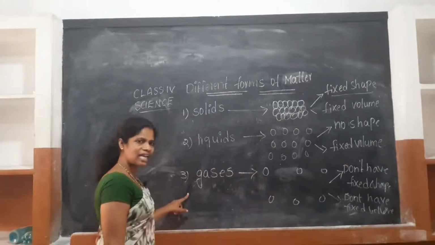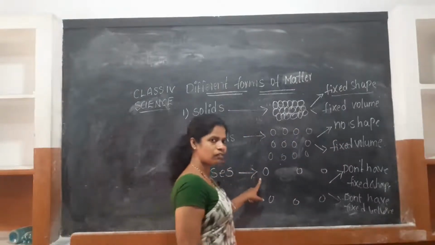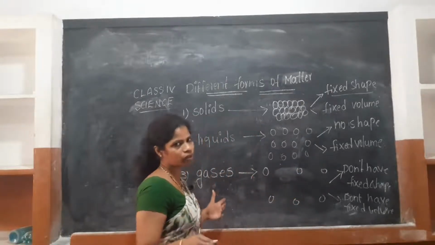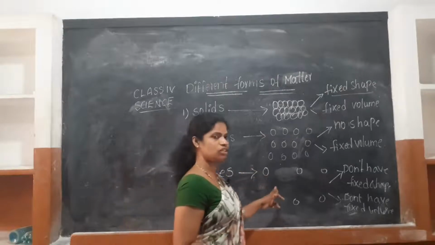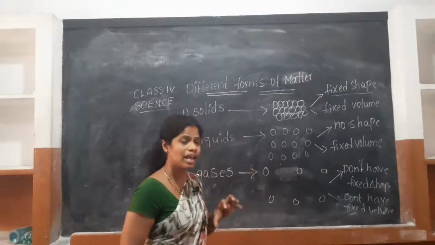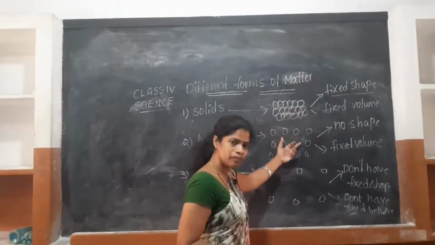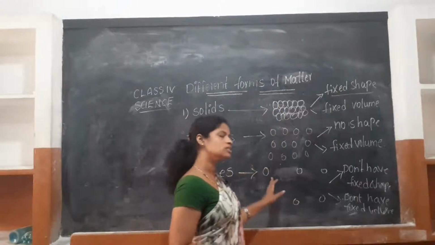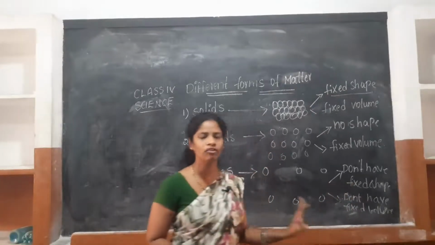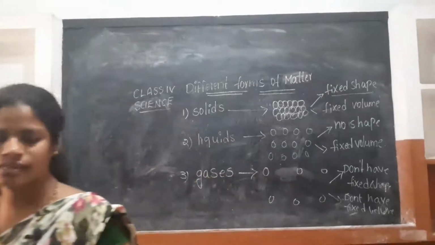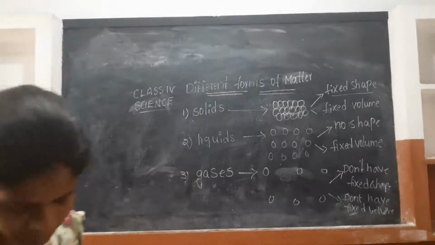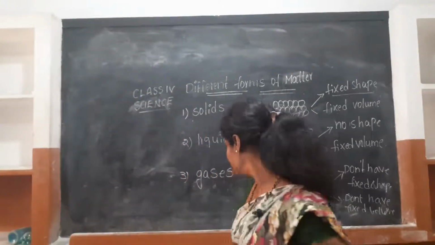When you come to gases, the atoms or molecules are very far from one another. The force of attraction between the gas molecules is very less when compared with solids and also when compared with liquids. In gases they do not have a fixed shape and also they do not have a fixed volume, students. Okay, students.